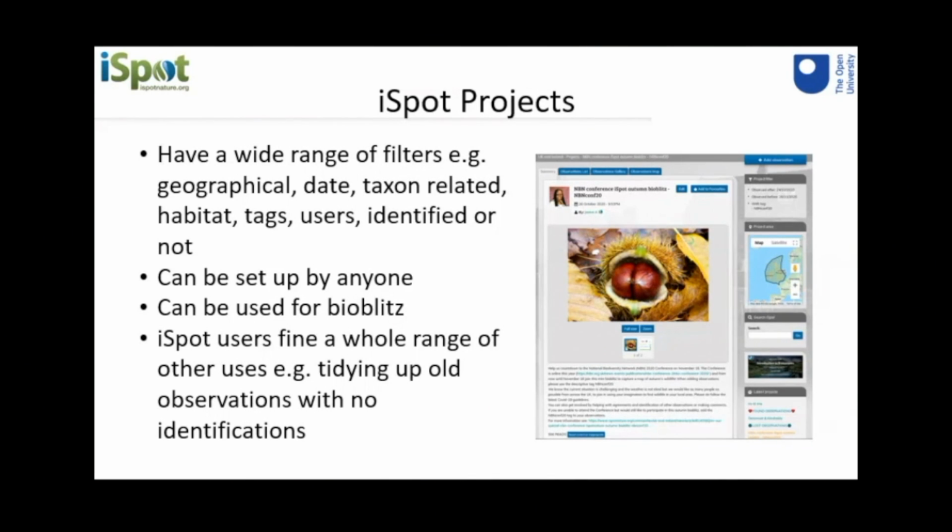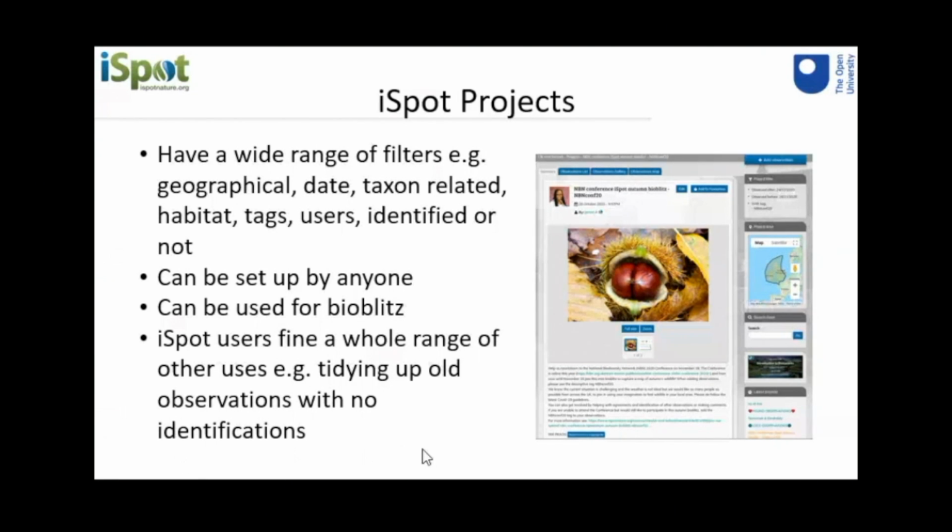And the iSpot users find these useful for a whole range of things. In particular, there's a couple of projects shown on this page here. There's ones with little marks beside, where people are using them to tidy up old observations, which have no identifications, or look at observations in another way. If we move on to the next one.